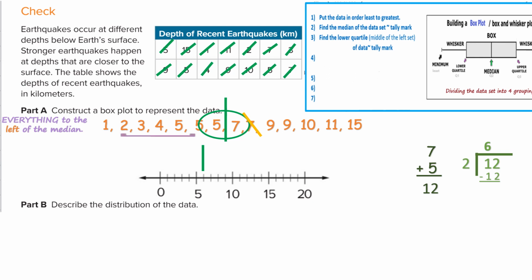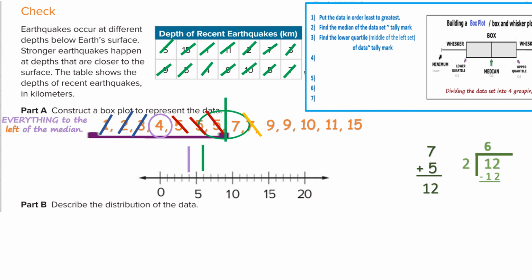So everything to the left of that, so that includes all 3 of those 5s. And I need to find the middle of that group. Well, now I have an odd number of data. So I can cross each of those off, and I find out that my lower quartile is 4.